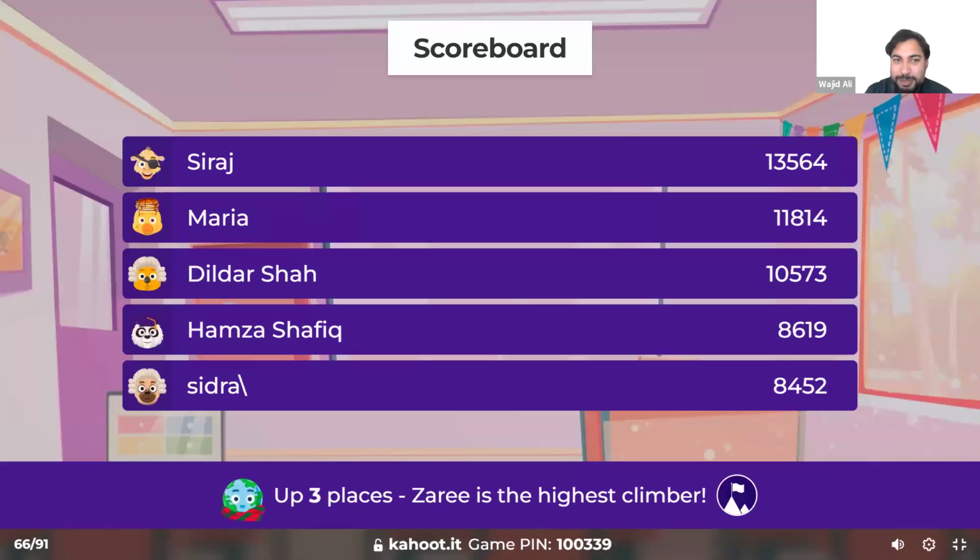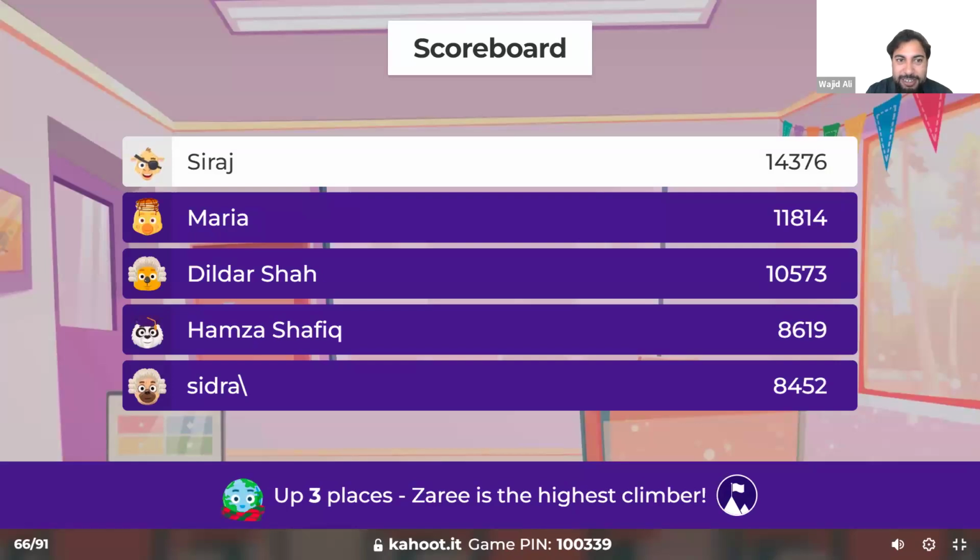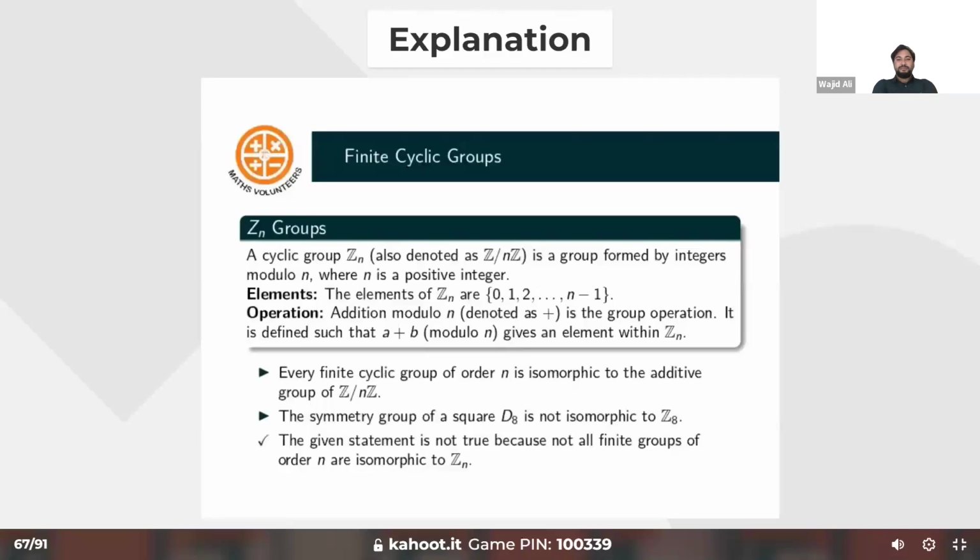So let's go to the podium. Who got it correct? I think Siraj got it correct in the podium. And yeah, Sean. Yeah. So, well, if this is correct, then that means that every finite group is cyclic. So that's not the correct statement because you can find groups of order 4 which are not cyclic. So it's a wrong statement.